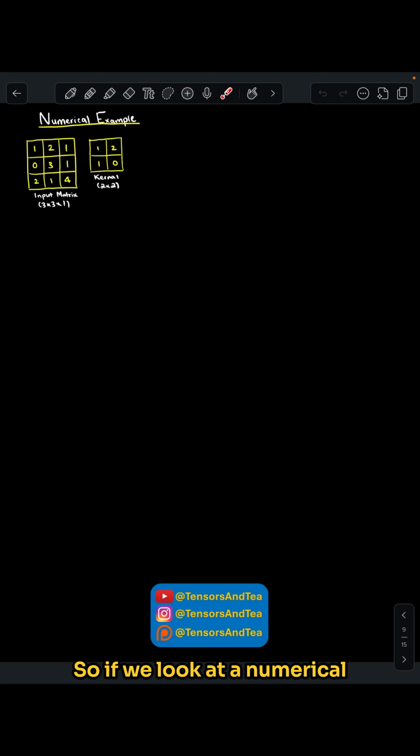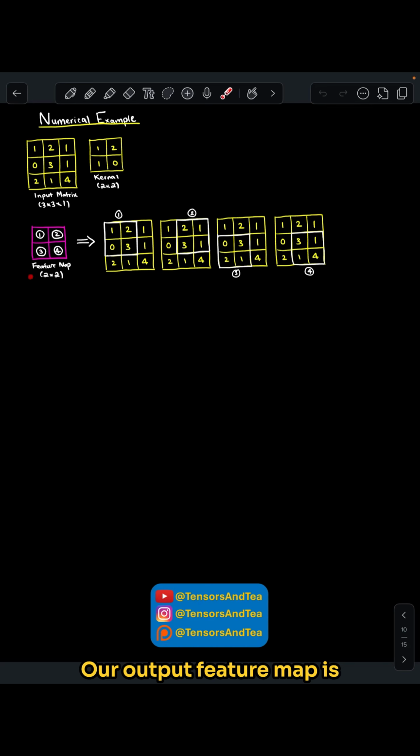So if we look at a numerical example here, we have our input matrix, which is a 3 by 3 by 1, and we have our kernel, which is a 2 by 2, and we have the values within these matrices. Our output feature map is going to be a 2 by 2 matrix, where we slide this kernel over our input matrix one by one. So first it goes over this white box, then it goes over this box, then this box, and this box here. So we move it to the right, and then we move it down to the left, and then to the right.